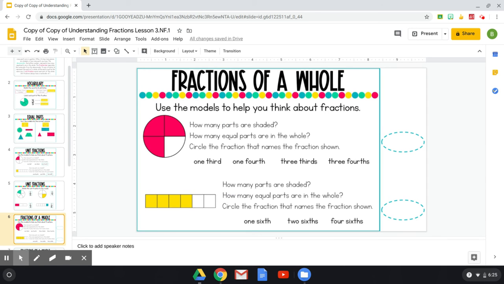Now I want to think about fractions of a whole. So how many of these parts are shaded? 3. And how many of them are there in the whole? 4. So 3/4. In this shape, there are 6 parts in the whole, and there are 4 shaded. 4/6.